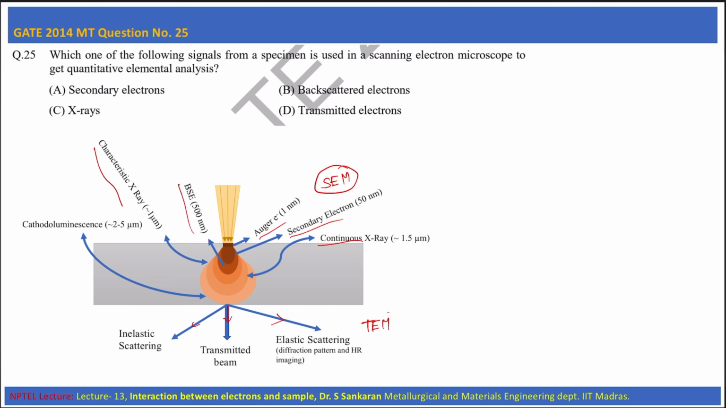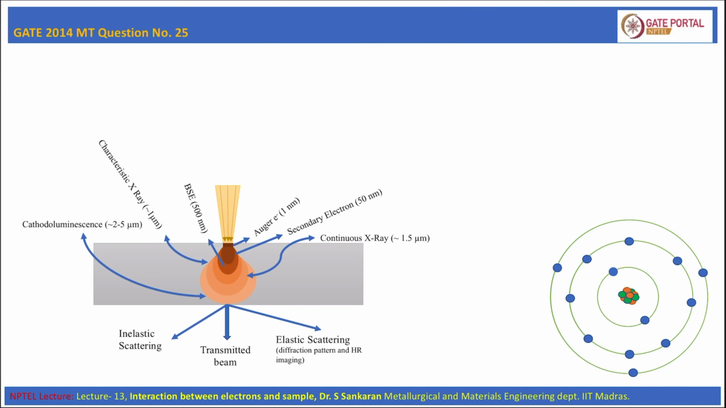So now we'll discuss the different kinds of signals that are being generated in the SEM. These signals carry several pieces of information from the specimen. What kind of information they are carrying depends on how the signals are getting generated. For that we need to look at the atomic level, at how the electron beam is actually interacting with the atom, and how these signals are getting generated.